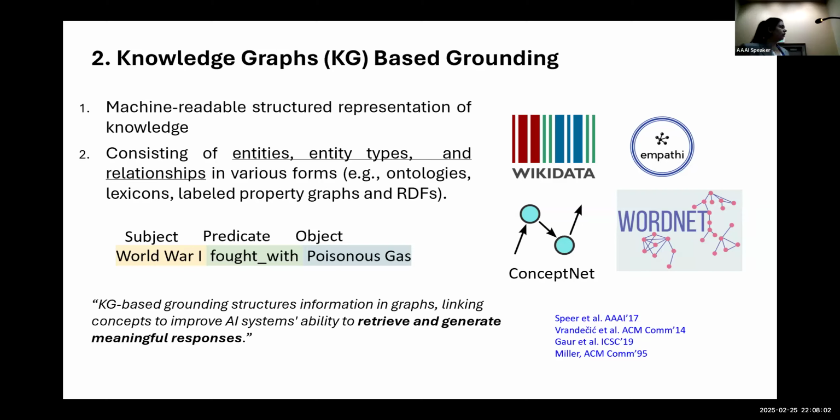So what is a knowledge graph? A knowledge graph is a way to show our data in entities and entity types, with various forms of relationships in the form of ontologies, lexicons, and label properties. Now, how can it be related to grounding? Knowledge-based grounding basically saves the information in graphs and links the concepts to improve the AI system's ability to retrieve and generate meaningful responses.